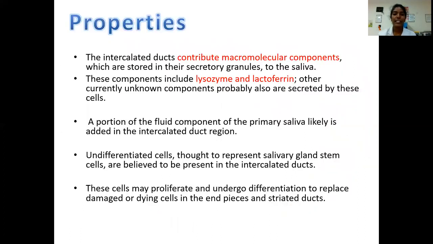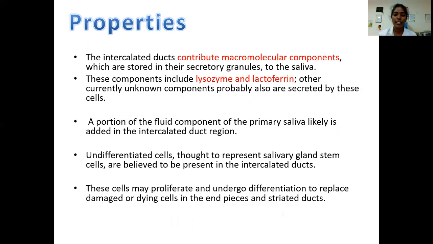The properties. The intercalated ducts contribute macromolecular components, which are stored in their secretory granules, to the saliva. These components include lysozyme and lactoferrin. Other currently unknown components probably also are secreted by these cells. A portion of the fluid component of the primary saliva likely is added in the intercalated duct region.